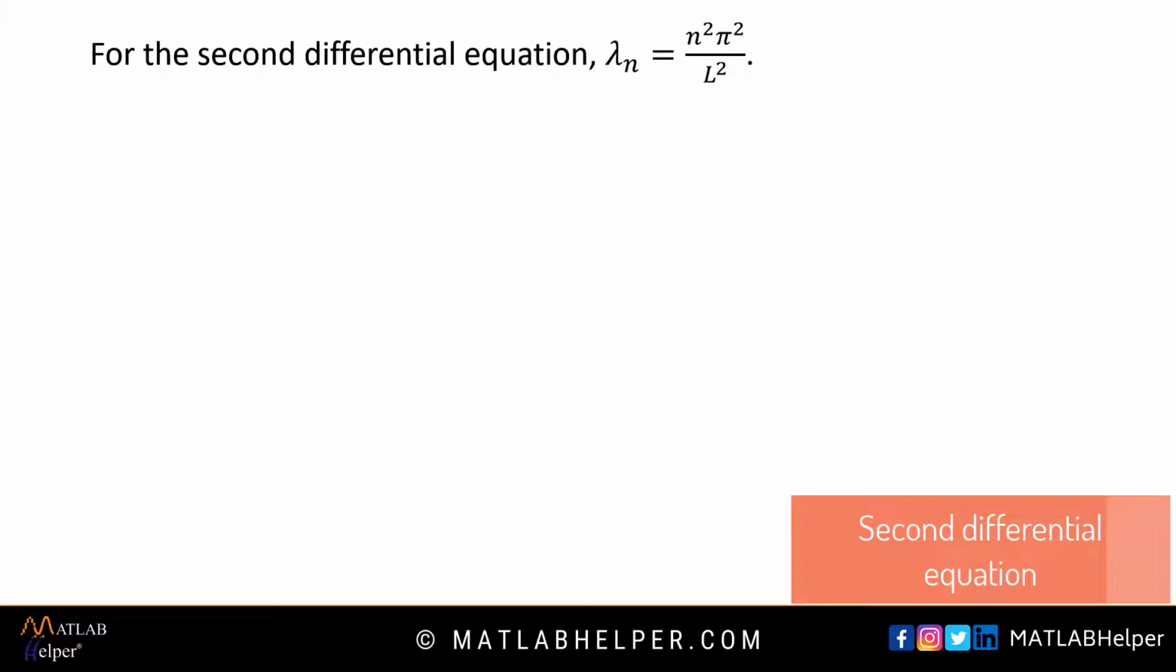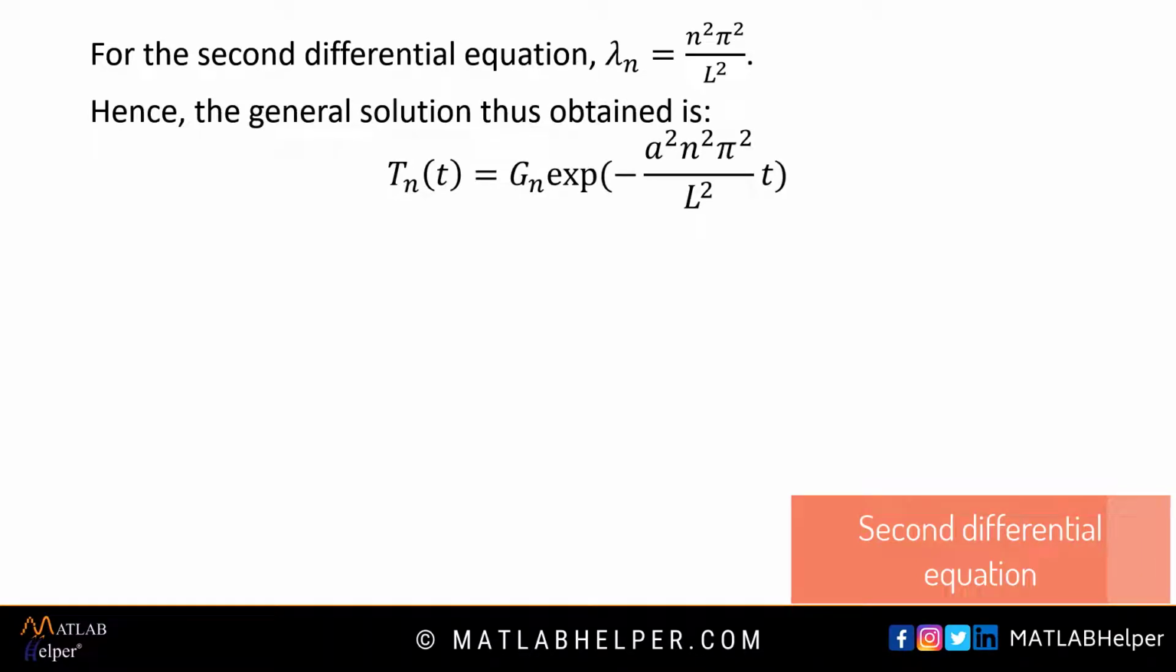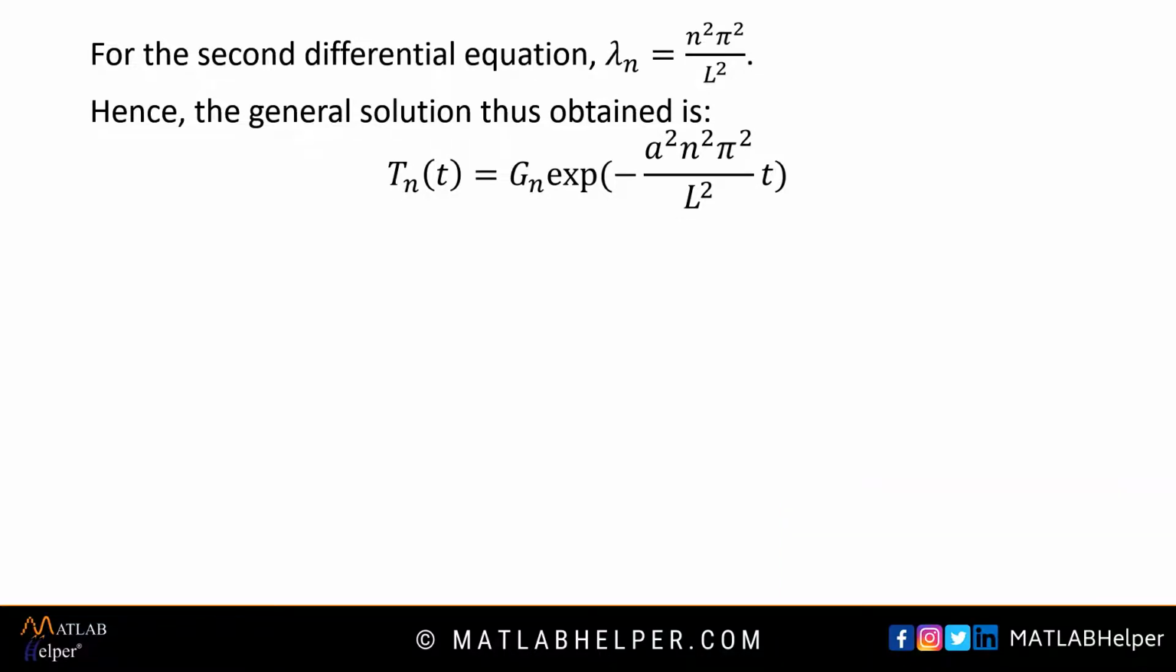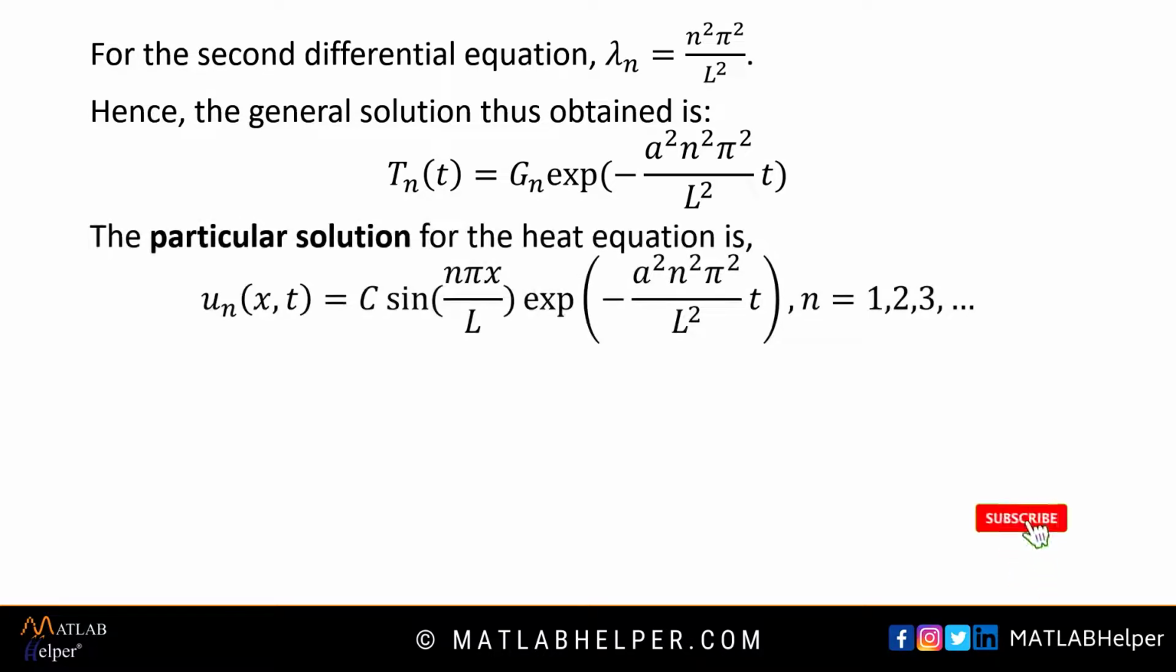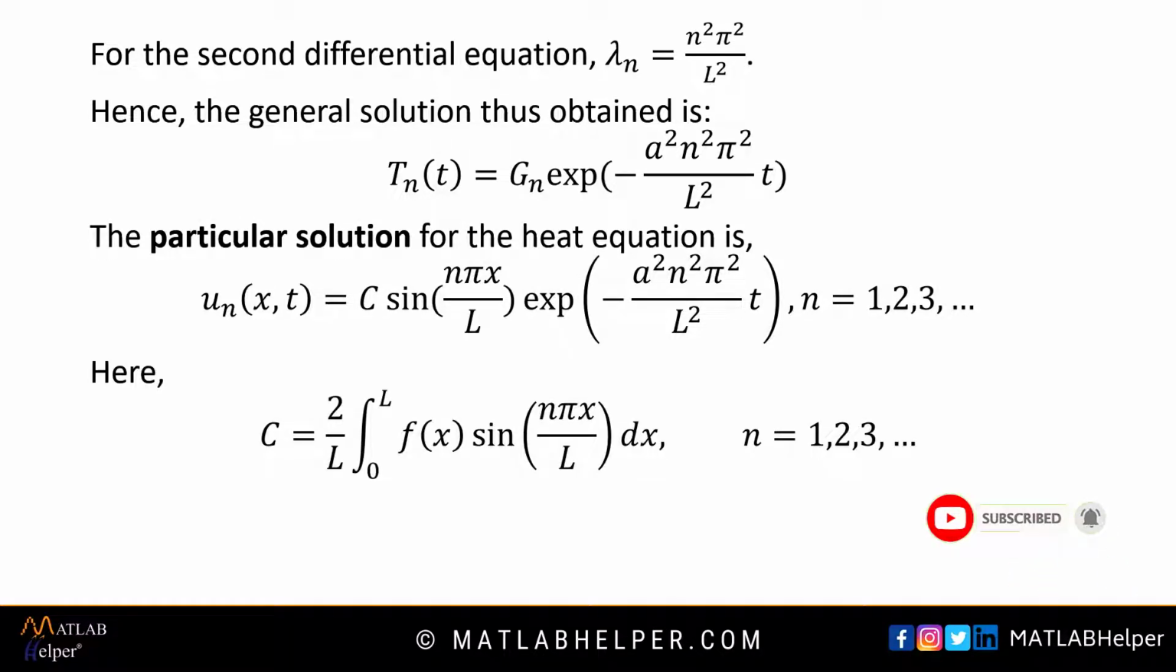Thus the general solution obtained is T(t) equal to g exponential minus a square n square pi square by L square t. I got the particular solution by combining these two equations where C is this. Now that we have solved the heat equation, let's model it in Matlab.